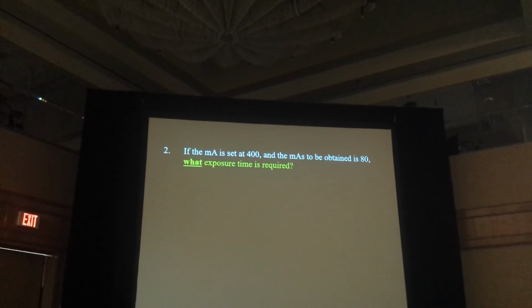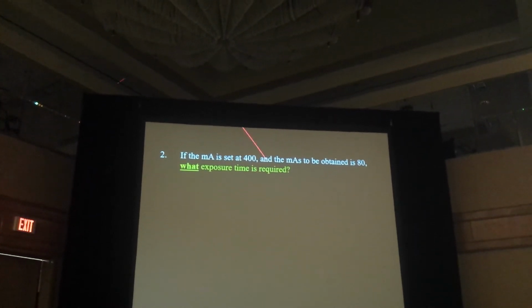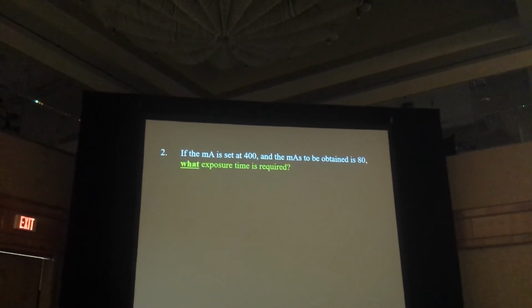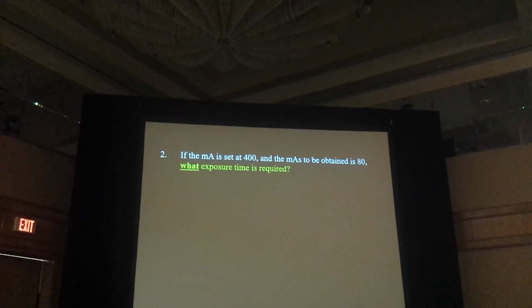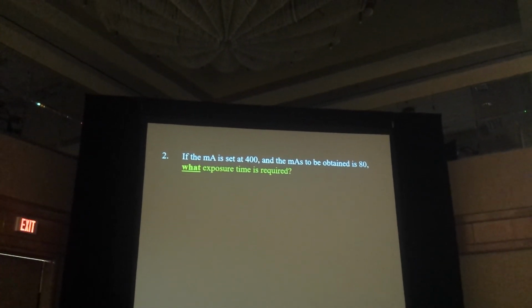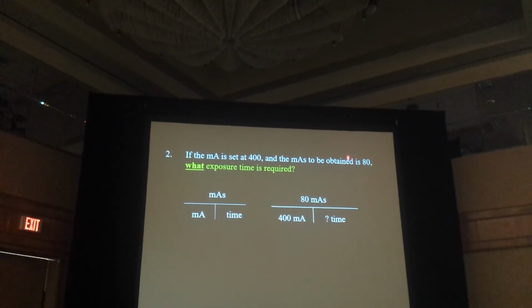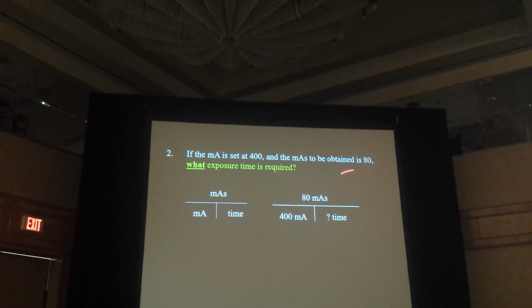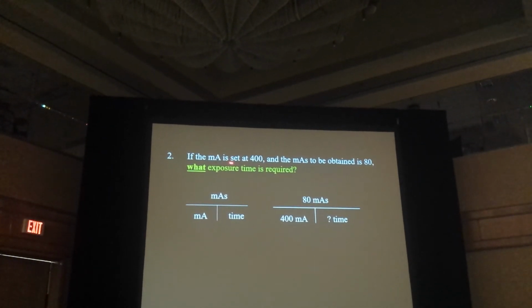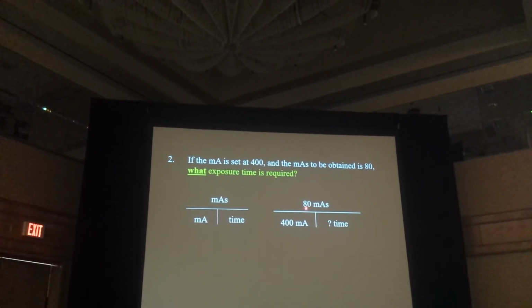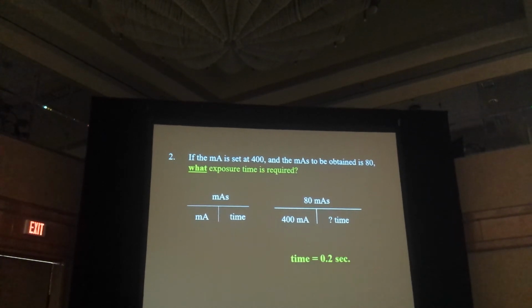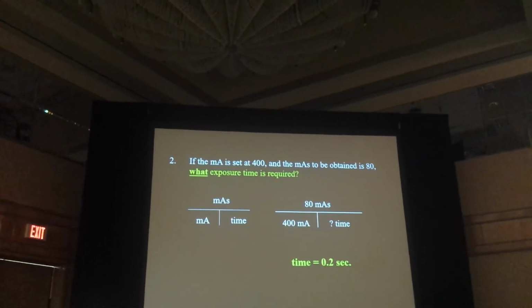Here's another example. You have another word problem. Scan through, look: what exposure time is required? That already tells you what you're solving for, and if it's some of your other formulas, it will steer you toward the right one. There's your handy T format. So, if the mAs to be obtained is 80, you're using the 400 mA setting. 80 divided by 400, 0.2 seconds. How's that?